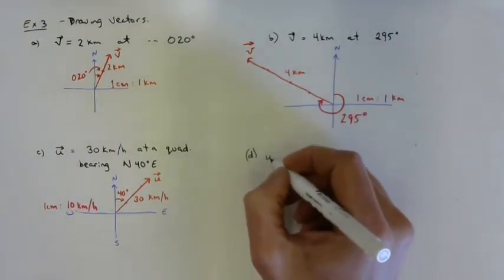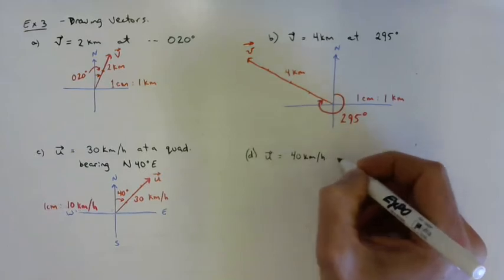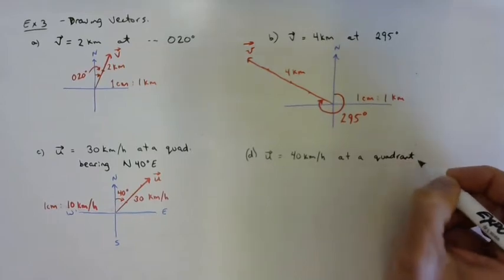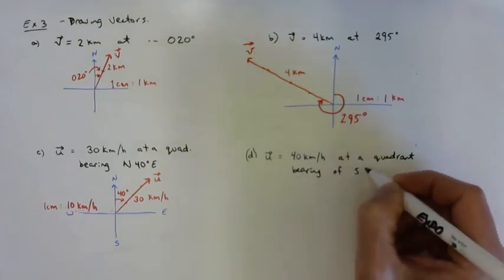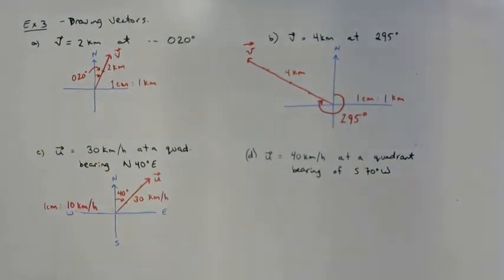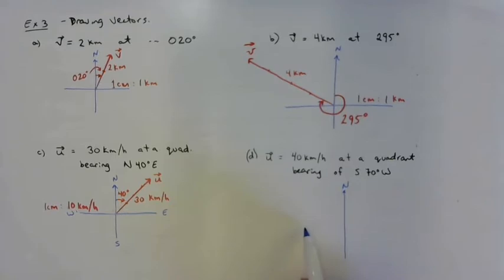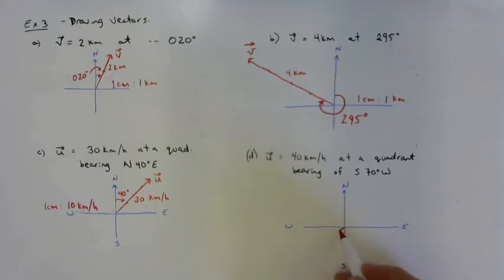D says vector u is equal to 40 kilometers per hour at a quadrant bearing of south 70 degrees west. So again, I'm going to draw my compass. North, east, south, west. This time we are from the south heading toward the west at an angle of 70 degrees. It's going to look something like that.